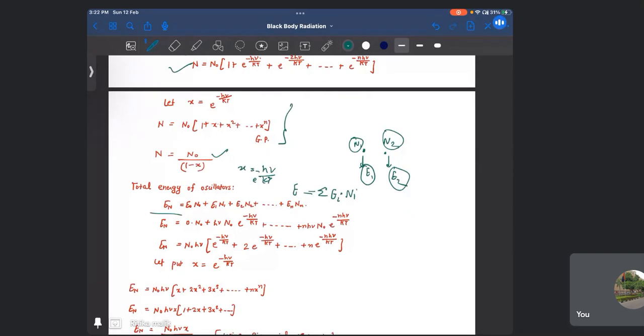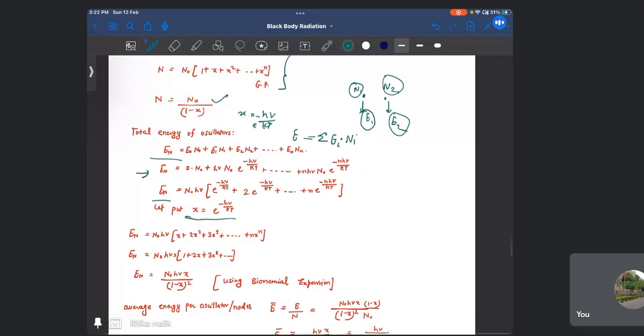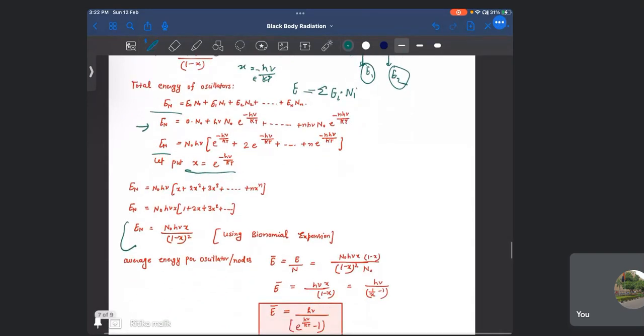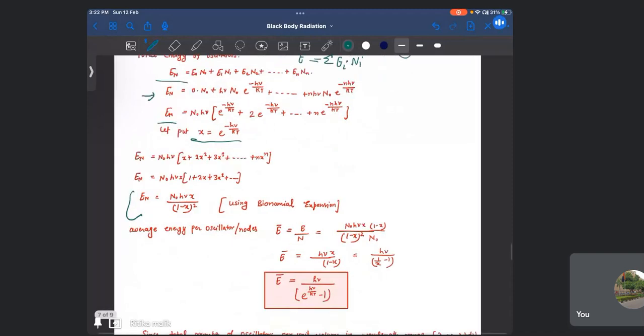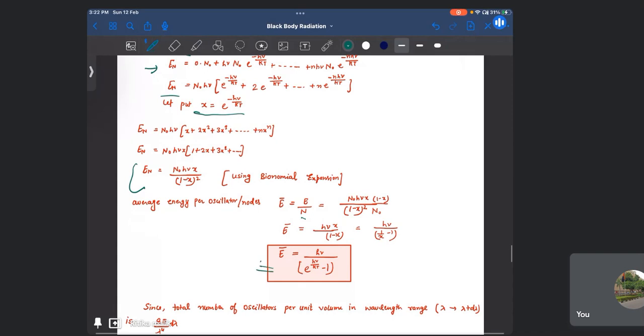The ground state does not carry an energy, so this will become E_n, and then by putting x equal to h nu by kBT and solving the polynomial expressions, we will get the energy expression. So the energy per mode is given by dividing this expression by N. This is the average energy in each mode. This is how Planck calculated the energy, the average energy in each mode.